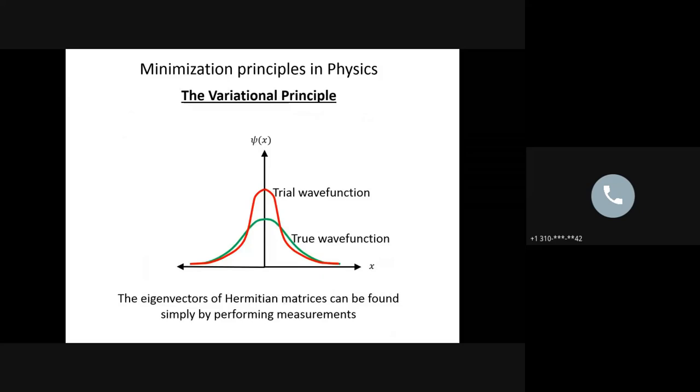Here's another minimization principle in physics, and that is the variational principle of quantum mechanics. It says if you have a trial wave function in red, and I figure out the energy, the trial wave function has too much energy. So I keep adjusting and readjusting the wave function until I get the lowest energy in Schrodinger's equation, and that would be the green wave function. So this is also an optimization principle. You have to optimize the shape of the wave function. So it's geometry again. The shape of the wave function needs to be optimized to give you the lowest energy. So it's yet another optimization principle.